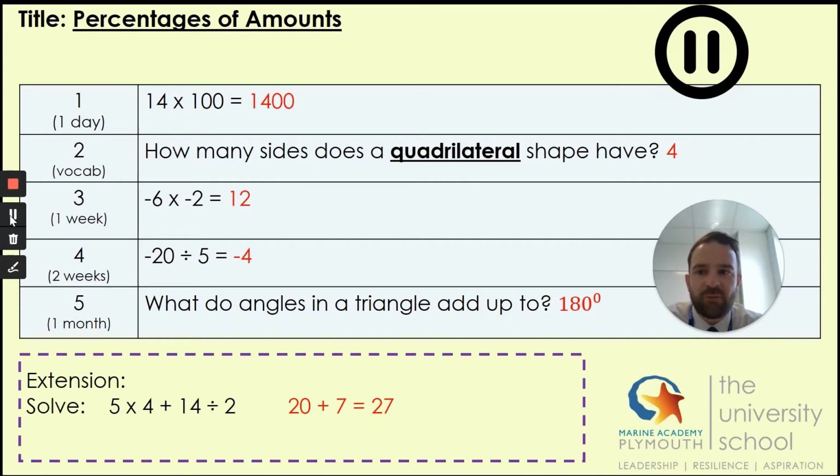Okay, don't forget, just on question 2, the vocabulary, quad means 4, just like quad bike has 4 wheels, or the quadriceps muscle is a group of 4 muscles. Quadrilateral is a shape with 4 sides.